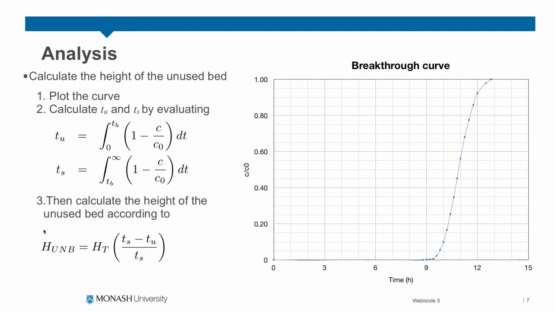With those two values and this formula, we can calculate the height of the unused bed. In this case, it's the height of the unused bed in the laboratory scale column, since we were given the total height of that column, and we know that the height of the unused bed will be the same on the commercial column.